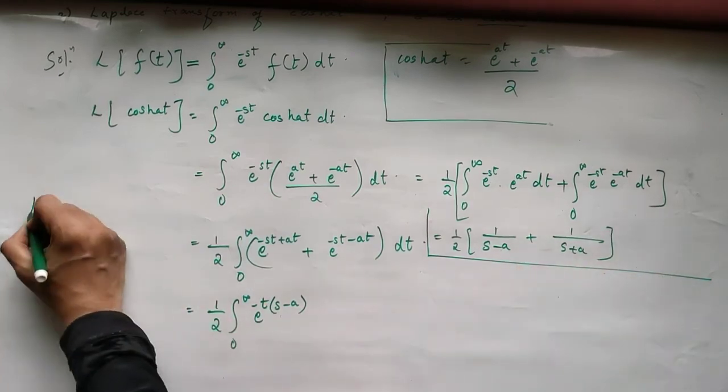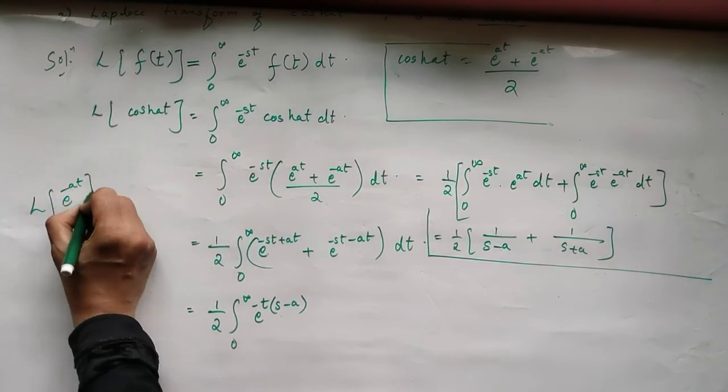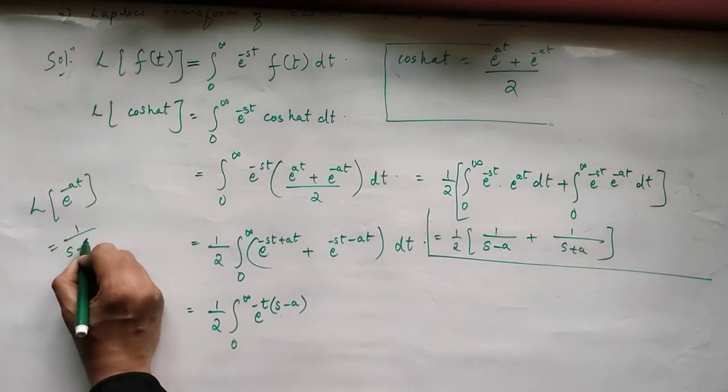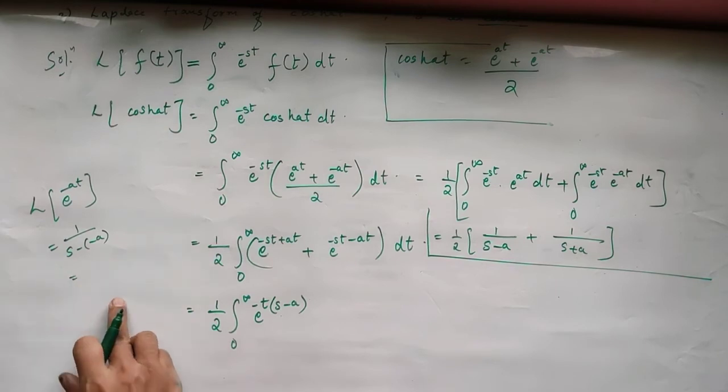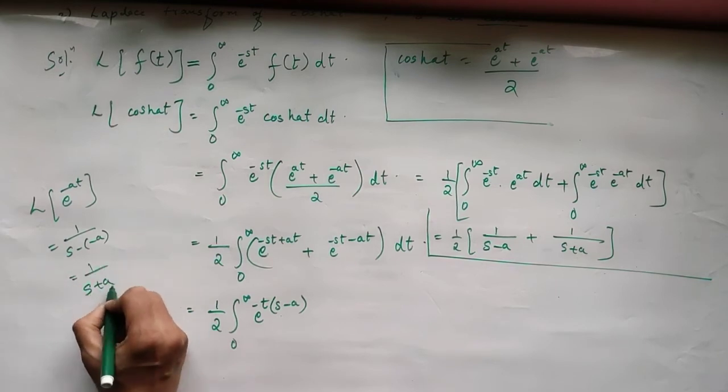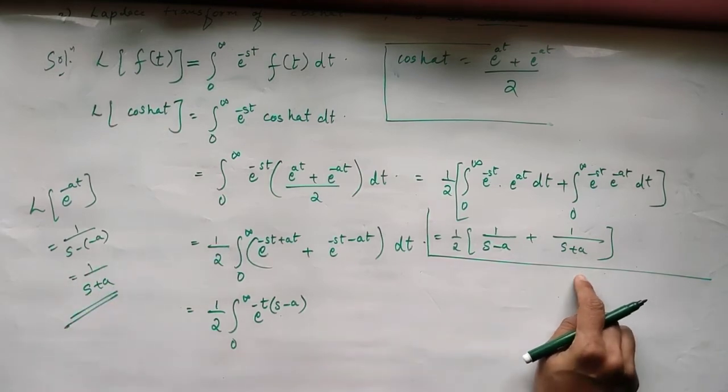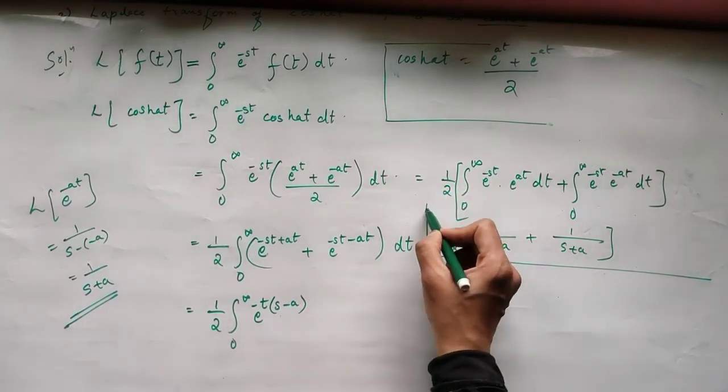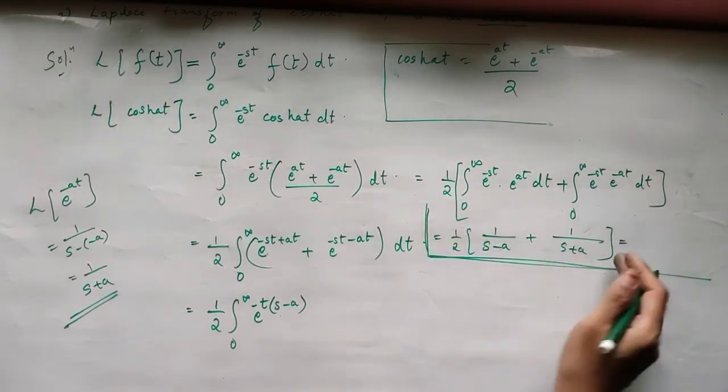That is the Laplace transform of e to the power minus at. It is nothing but 1 divided by s minus of minus a, so it will be 1 divided by s plus a. So we can substitute it directly. Or else, this is another way of solving it: you take the LCM, then simplify it.